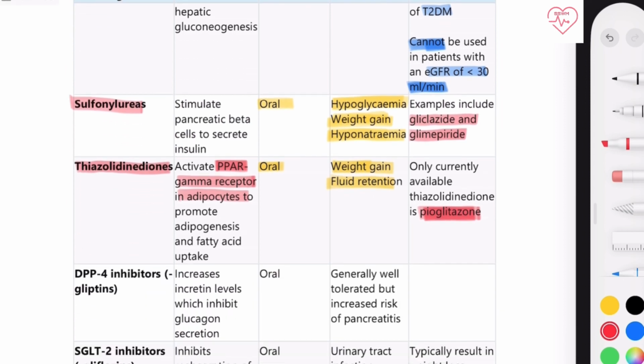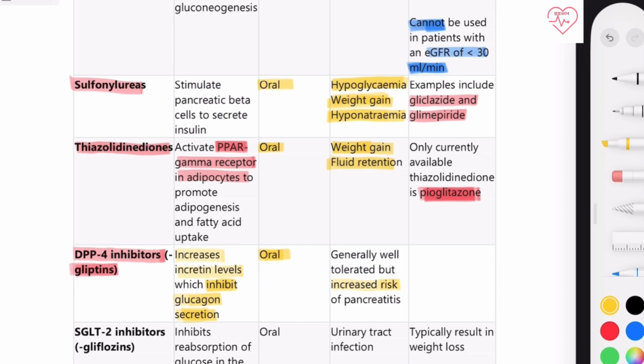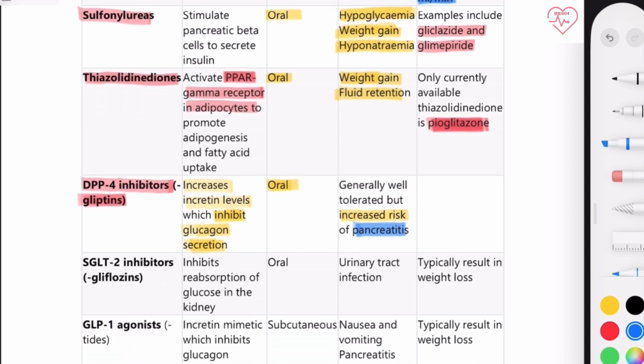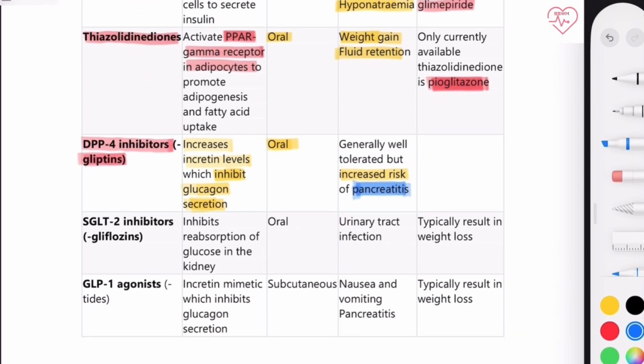Now let's come to the DPP4 inhibitors, that is gliptins. What it will do, it will increase the incretin levels which inhibit glucagon secretion. That is also having an oral route. Generally well tolerated, but increased risk of pancreatitis. Which is that DPP4 inhibitors. You have to remember everything. Just read it out thoroughly with me, guys. Be active.